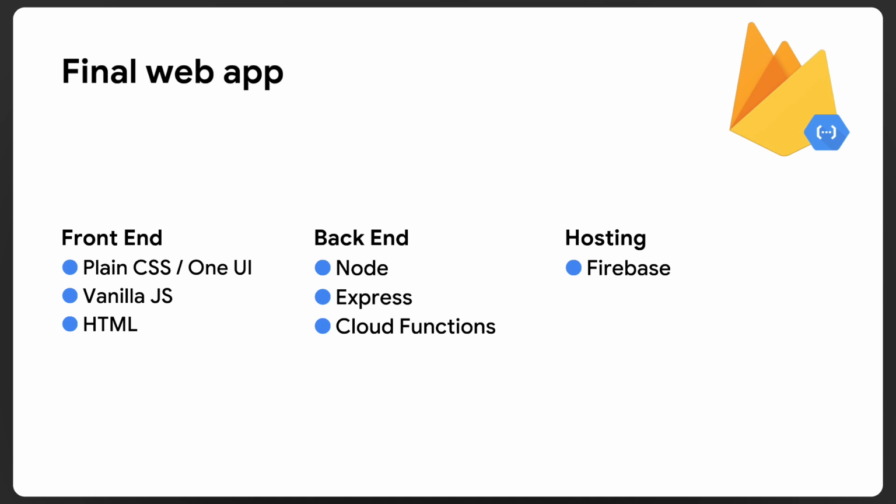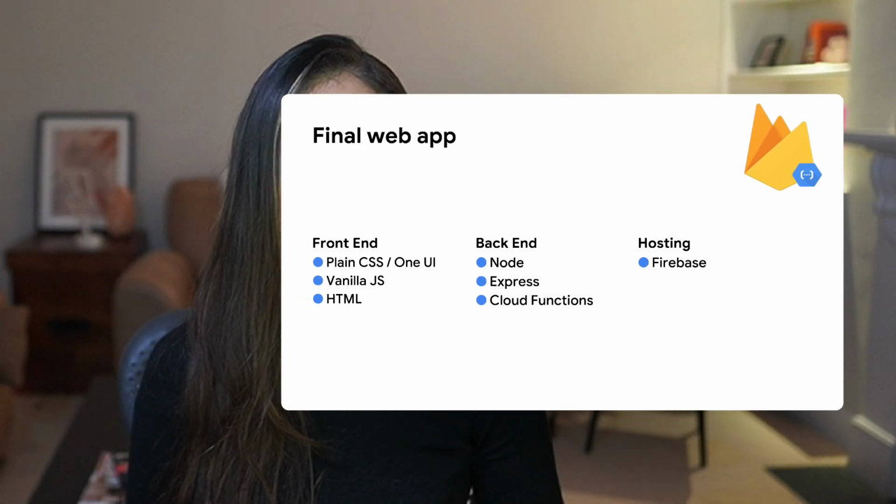For the front end, we use plain CSS, a library called One UI CSS. We didn't use any framework, just simple and beautiful vanilla JavaScript and HTML, of course. And in the backend, we use Node and then Express. We use Cloud Functions with Express, and I will tell you why and how. And then for hosting, we use Firebase. So this was our first approach for this MVP.